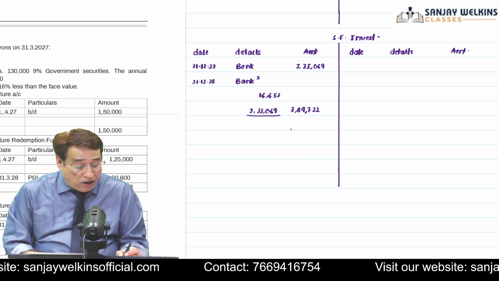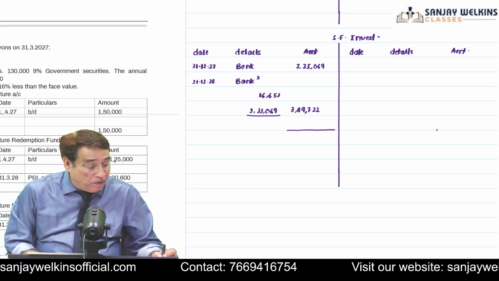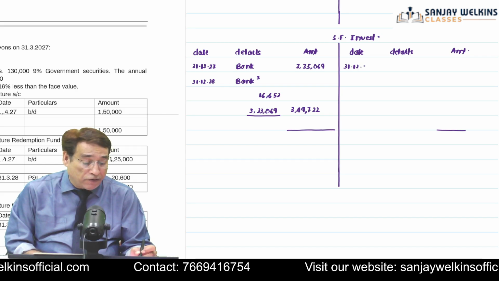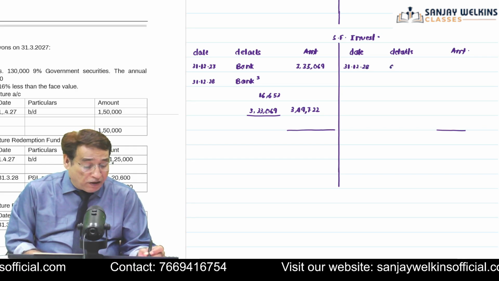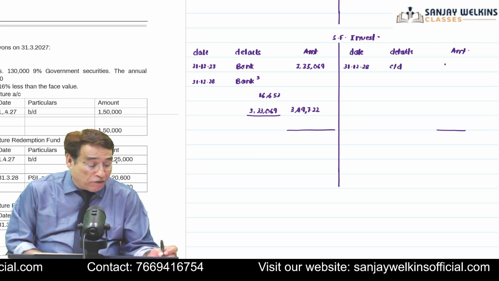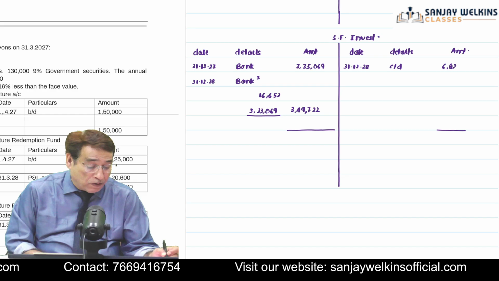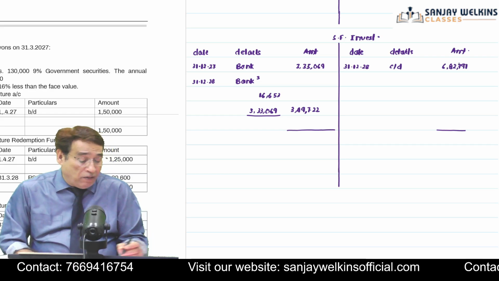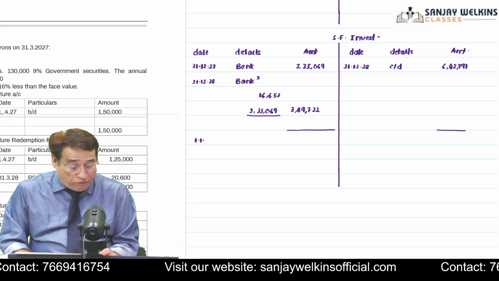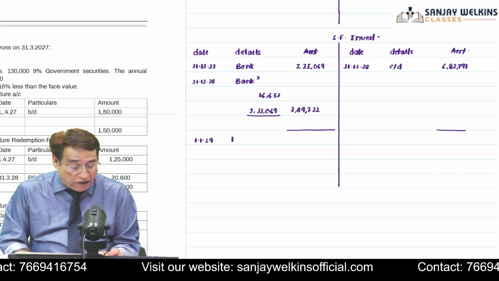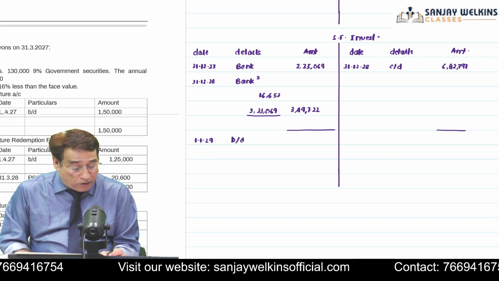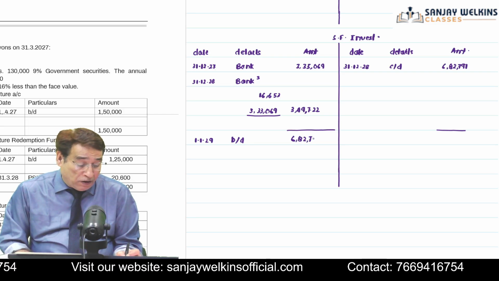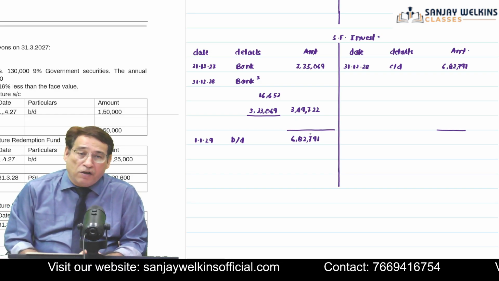So in the second year, we have passed three entries, and we are now in a position to tally it out. Because I am balancing it at the end of the second year, that is on 31st of 12/2028, I will be writing here balance carried down, and the amount will be equal to 6,82,791. And immediately you bring it down on 1/1/2029, that is your final year. Balance brought down 6,82,791. Is it clear to you or not?